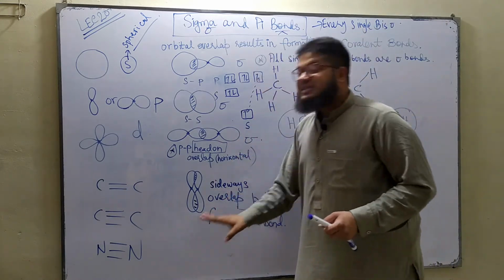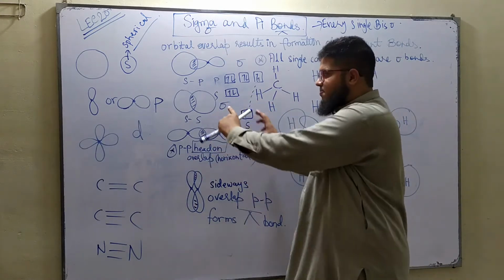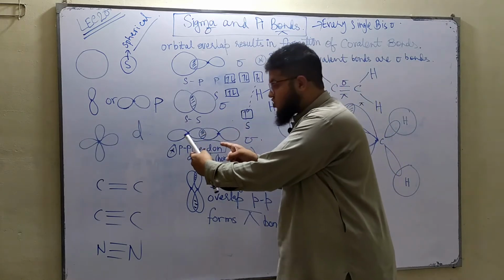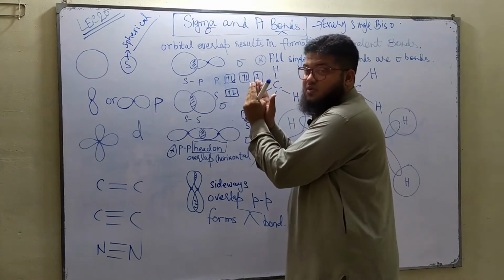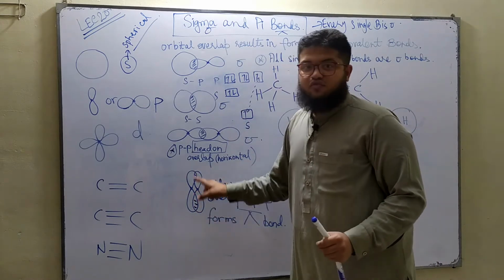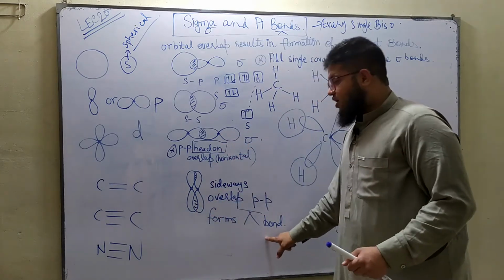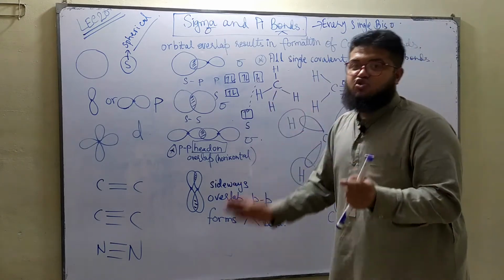Whereas a pp sideways overlap, if both the p orbitals are now shifted by 90 degrees and made perpendicular to their original position, and now these vertical p orbitals overlap with one another, resulting in two regions of overlap, then the type of bond which will be made is called a pi bond. Okay, so what is a pi bond? It is basically the sideways overlap between two p orbitals.